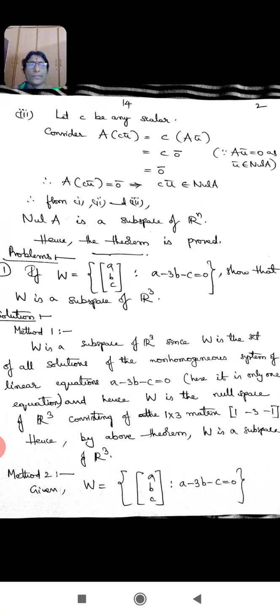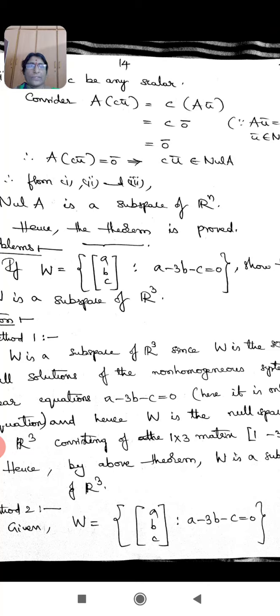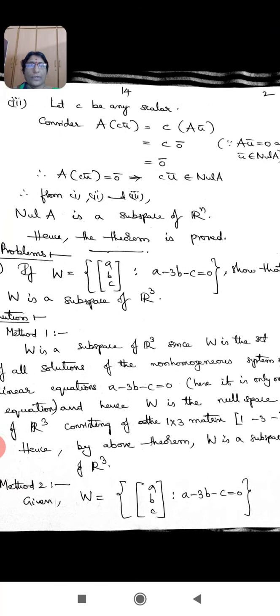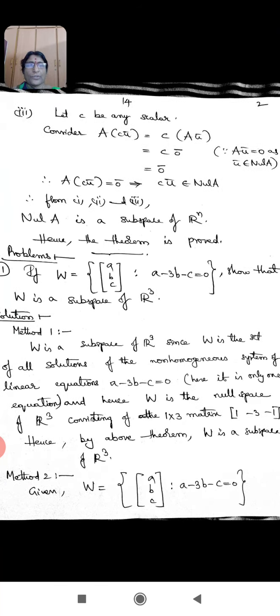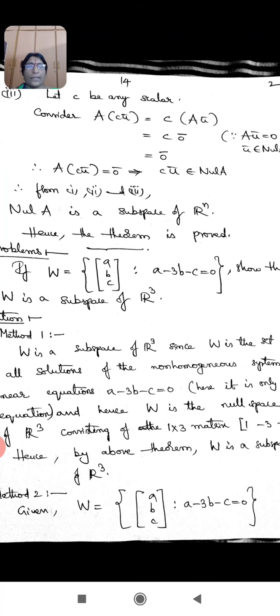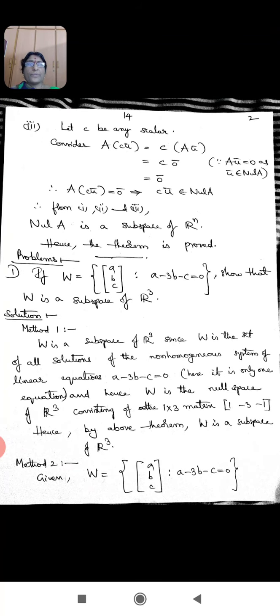Already we have seen that W is a subset of R3, and now we can see that W is the null space of the matrix, which is the 1 by 3 matrix 1, minus 3, minus 1, as a single row with three columns. And if W is the null space of this matrix, then W is a subspace of R3 by the statement of the above theorem. Hence, by the above theorem, W is a subspace of R3.